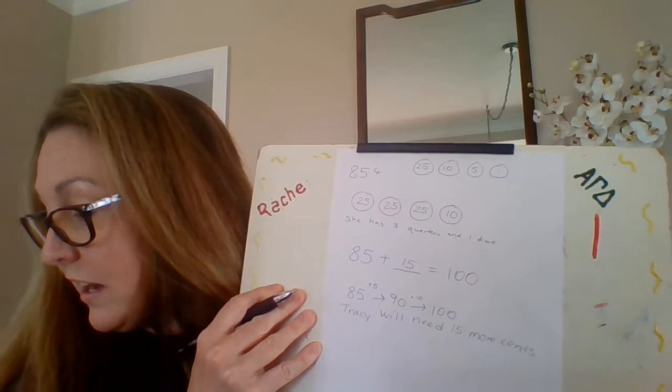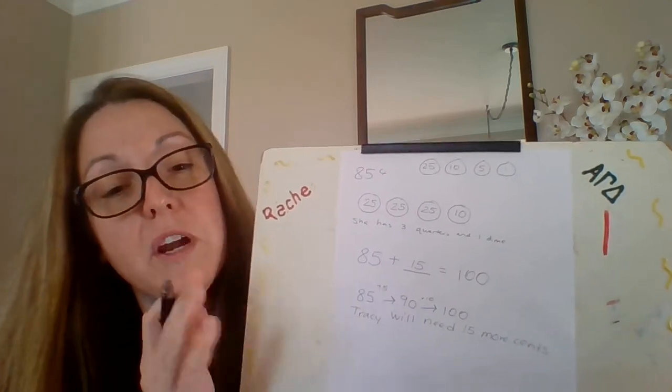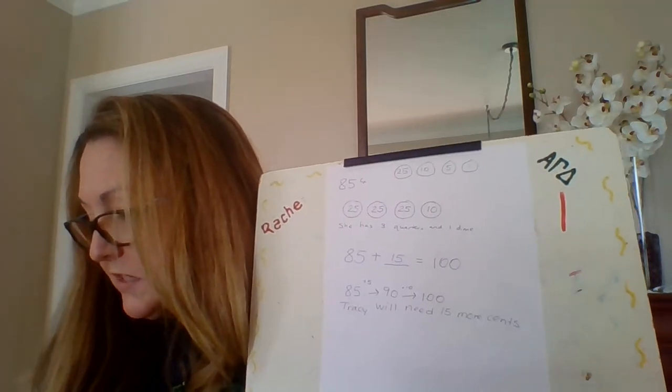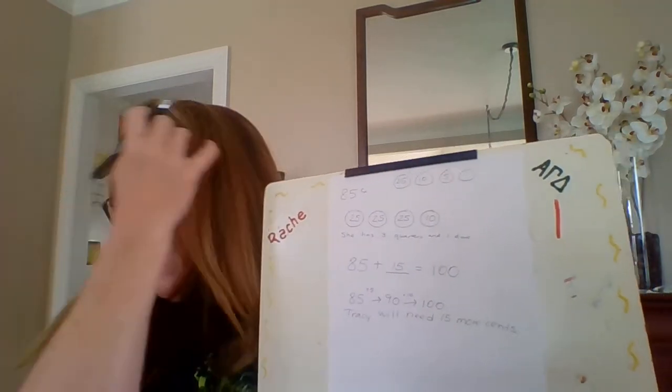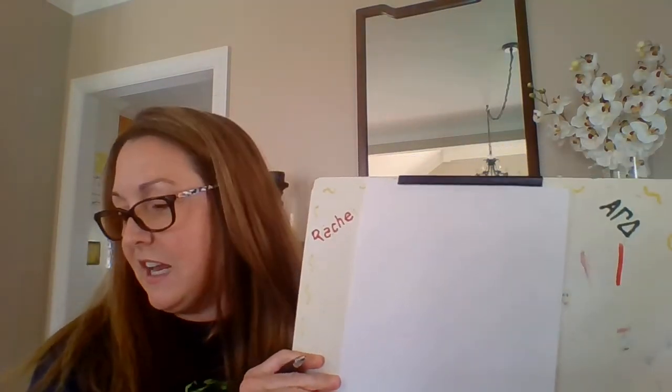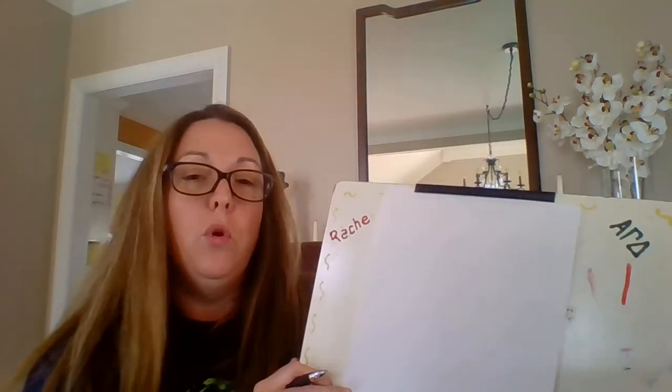Okay, well, good. So now we're going to practice doing more of these number sentences, thinking, how much more do I need to get to $1? Let me flip my paper over. Okay. So if I had 35 cents in my hand, let's say I had a quarter and a dime.